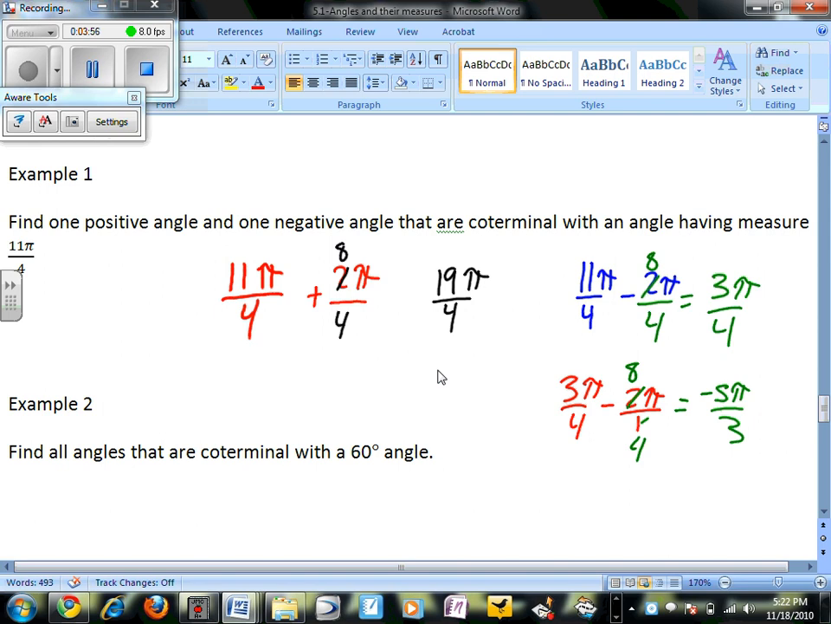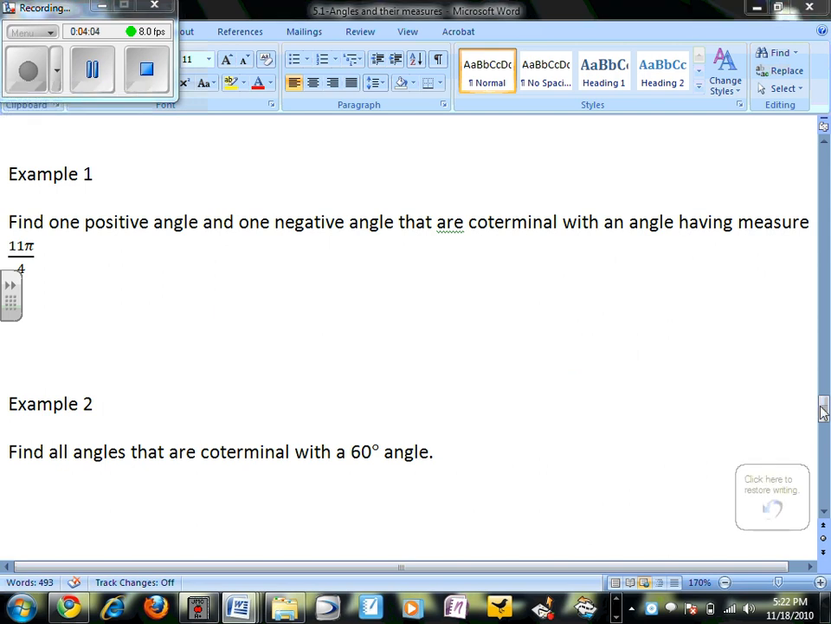All right, why did I put 3 over 4? Sorry, 11 pi over 4. Negative 5 pi over 4 is the coterminal angle. Sorry about that. Okay. And the same thing here, we're going to do with degrees.